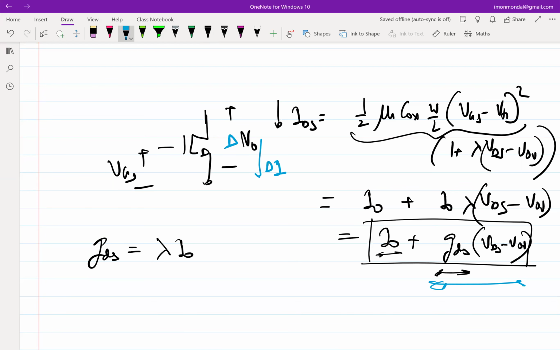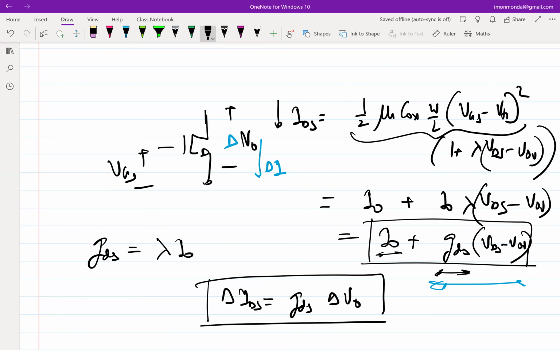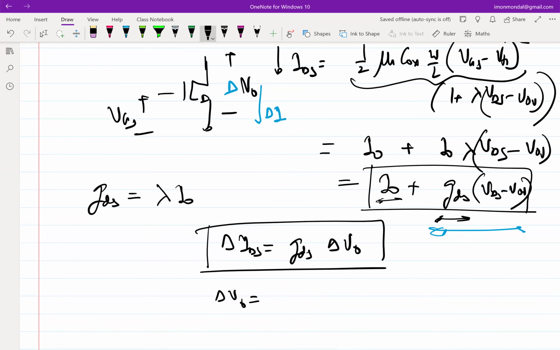Right? So this is essentially, so delta I0, so delta IDS will be GDS times delta V0, where delta V0 is change from the quiescent point.